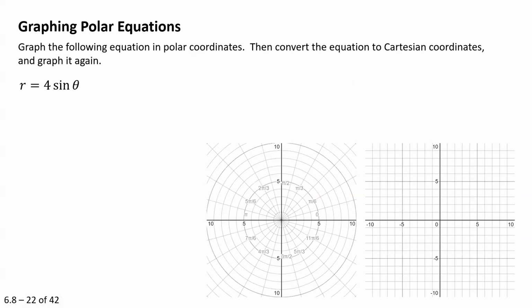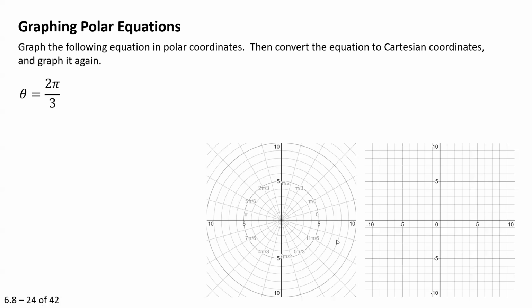4 sine theta, what's the shape of that going to be? It's a circle with a radius of 4, moving along the y-axis. How about this one here? What's this going to look like? We're not into the petals yet. Circle with a radius of 2 along the x-axis, the polar axis, we would say, but on the left side or the right side? Left side, good, because of the negative.